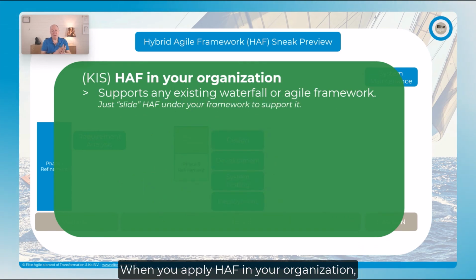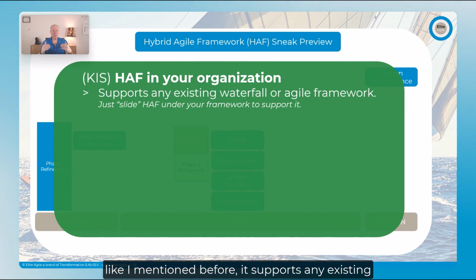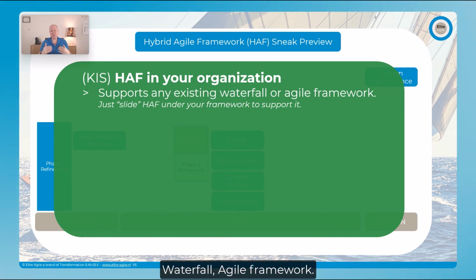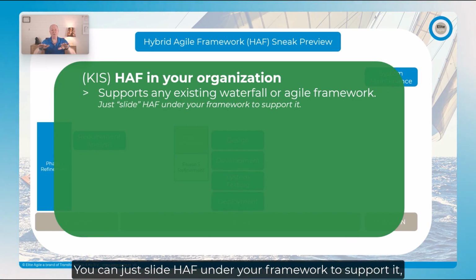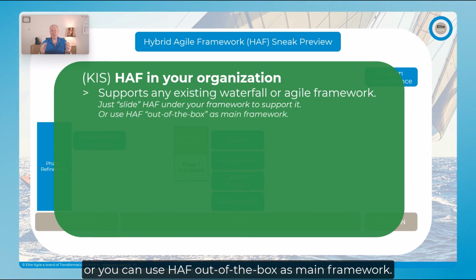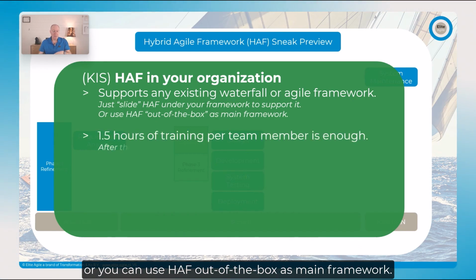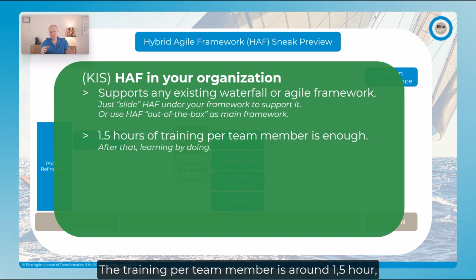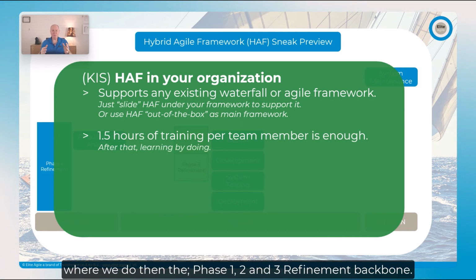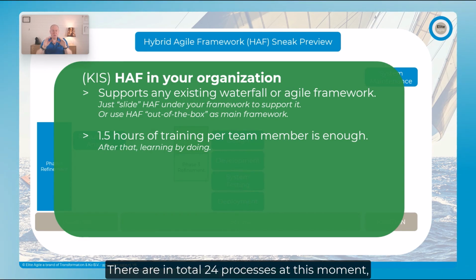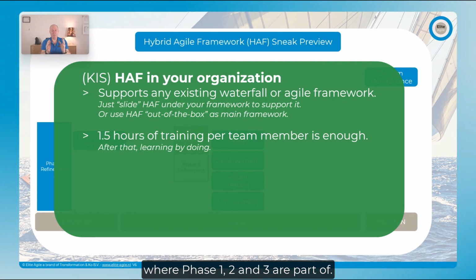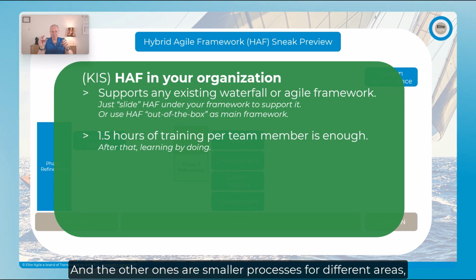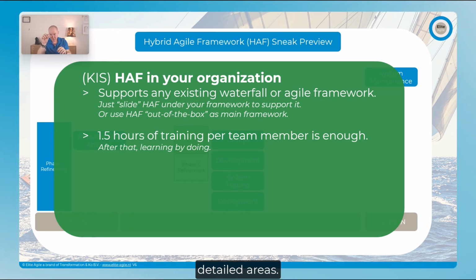When you apply HAF in your organization, like I mentioned before, it supports any existing waterfall or agile framework. You can just slide HAF under your framework to support it, or you can use HAF out of the box as your main framework. The training per team member is around 1.5 hours, where we do the phase 1, 2, and 3 refinement, the backbone. There are in total 24 processes at this moment, where phase 1, 2, and 3 are part of. And the other ones are smaller processes for different, detailed areas.